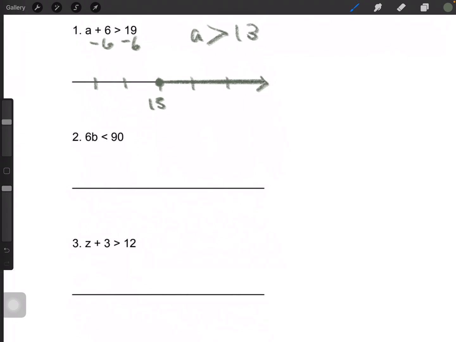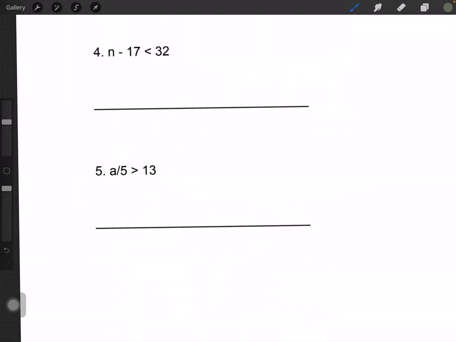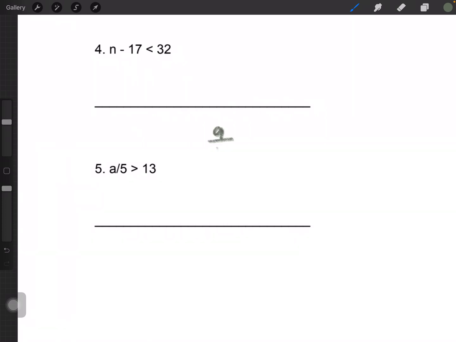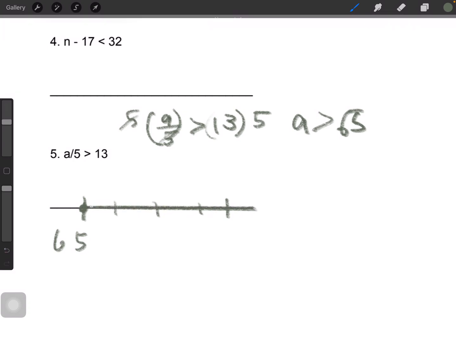Now let's do this one. a over 5 is greater than 13. a is being divided by 5, so we want to multiply it by 5, and now multiply this side by 5, and now a is greater than 65. So you want to mark 65 somewhere on the line, maybe add a few numbers over here as well. Bottom line is a is greater than 65.